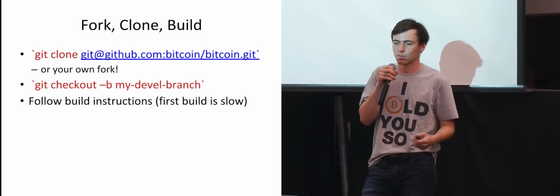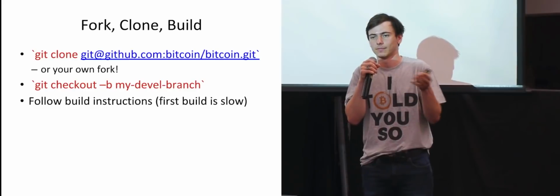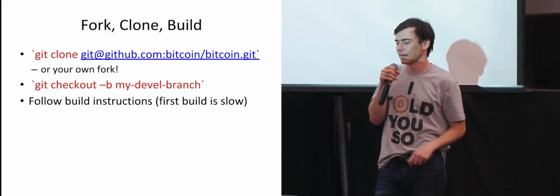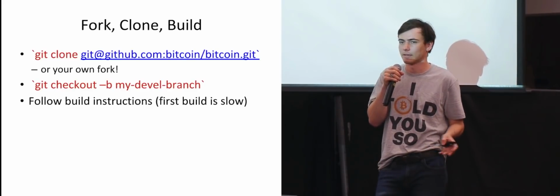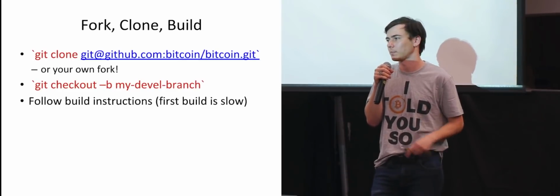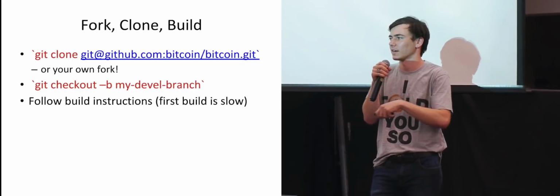It's pretty simple. You fork it, so you make your own version if you want to have local branches. You clone it, and then you just start doing development. I'm guessing everyone here is familiar with how Git works. If not, there's a lot of great material online explaining it, or at least explaining how to unmess up your repository after you've messed it up.